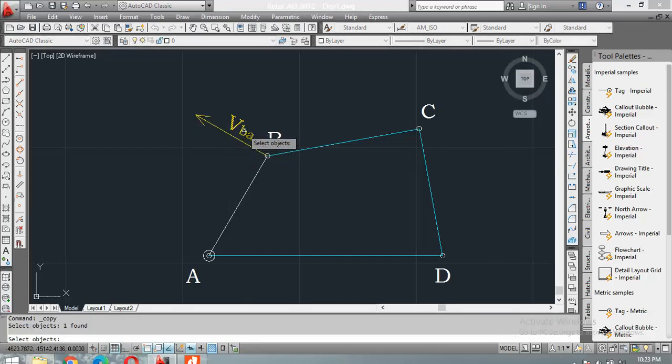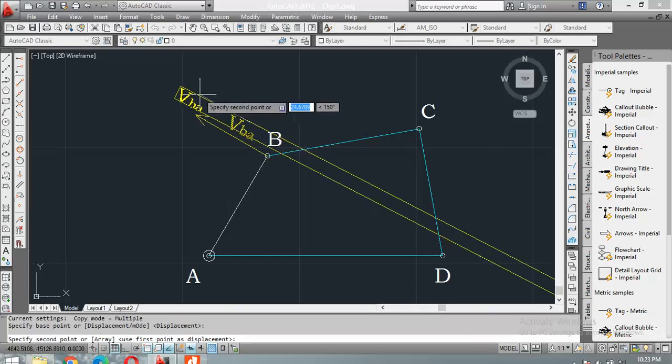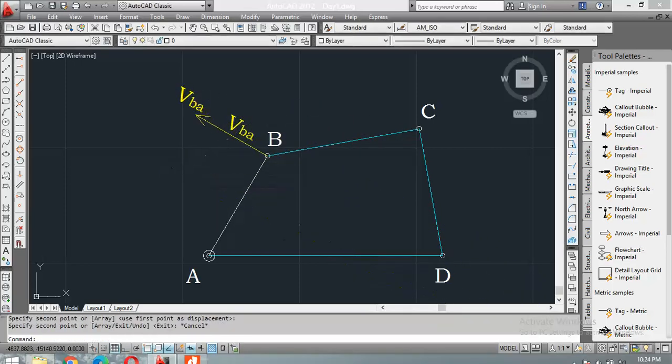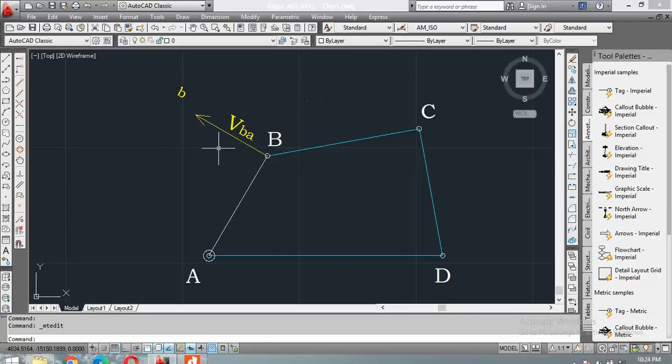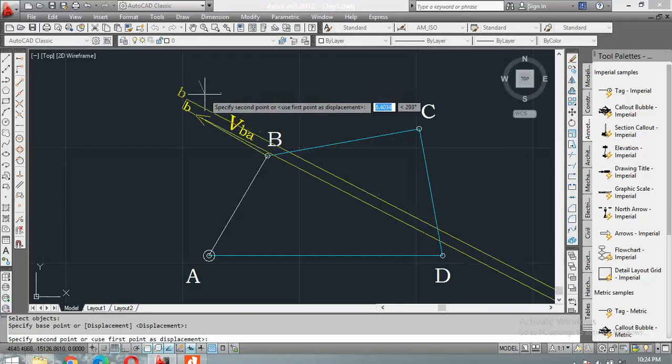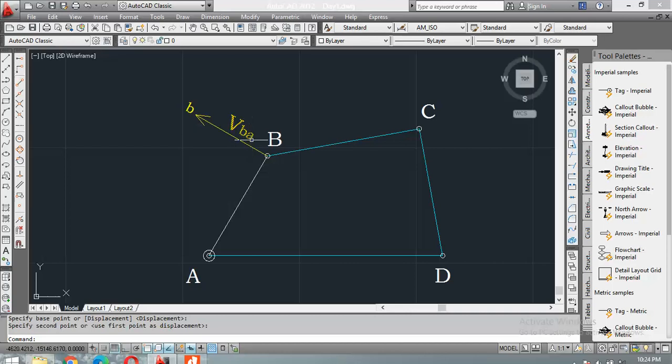Now, if I want to represent this vector as VBA, then the B point, the first point, should be marked on the head. So for VBA, the B point should be marked on the head. So I am marking B point on the head. And the second point is A.